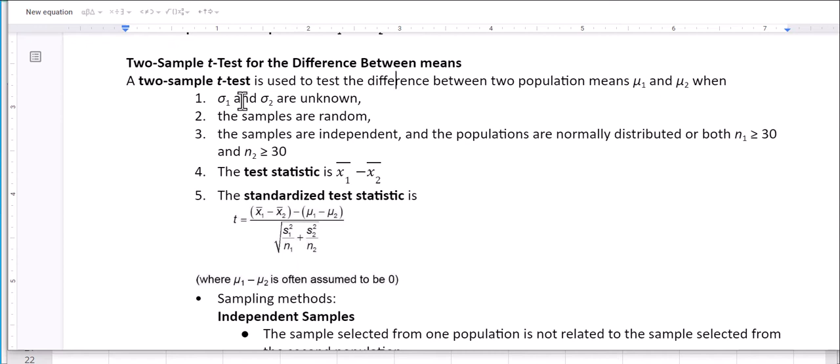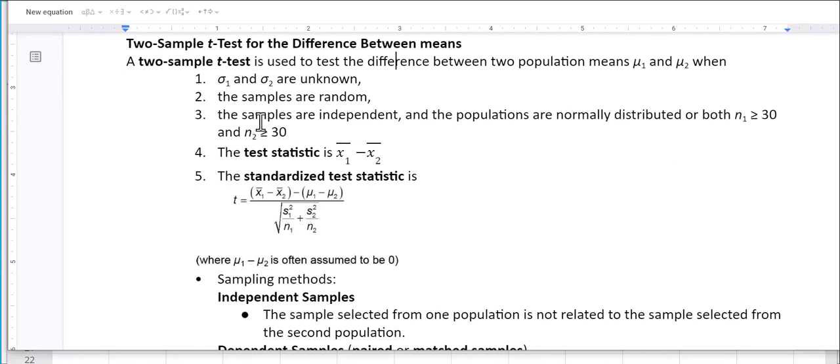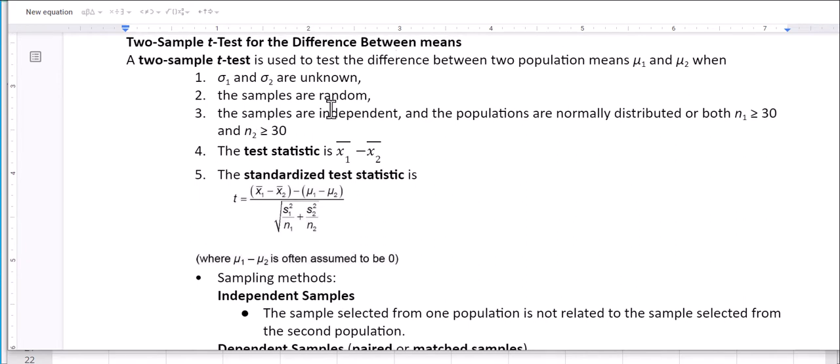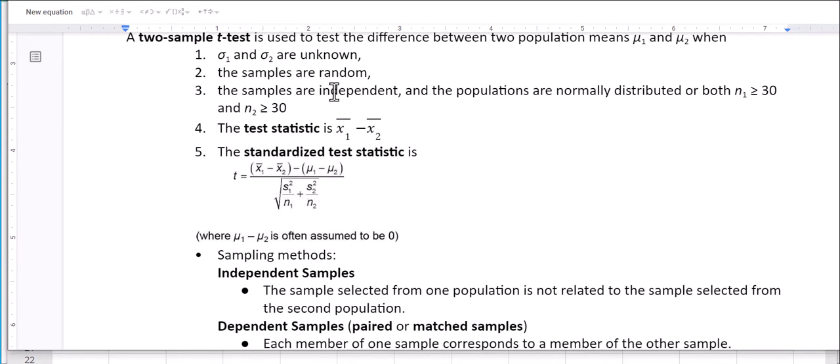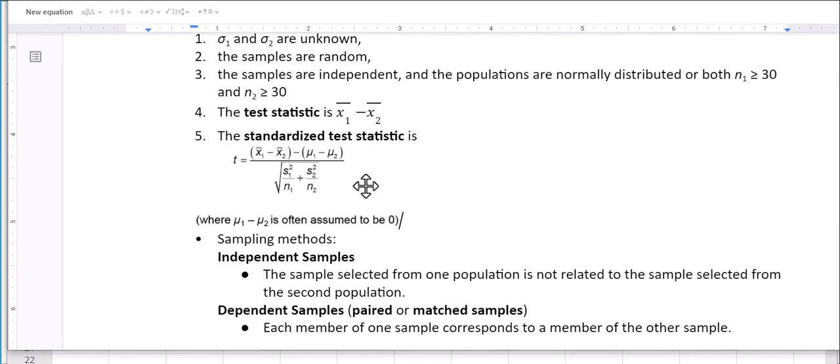So since we're doing a sample t-test here, using t-scores, we're going to make sure that sigma 1 and sigma 2 are not known. We want to make sure also that the samples are random, so simple random samples, and that the samples are independent. And we want to also make sure that the populations are normally distributed, or that our samples are more than 30. So this part, we're essentially checking the conditions of the central limit theorem, so that then we can use our test statistic or standardized statistic.